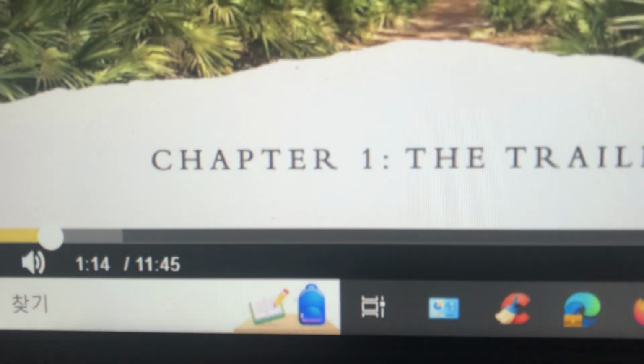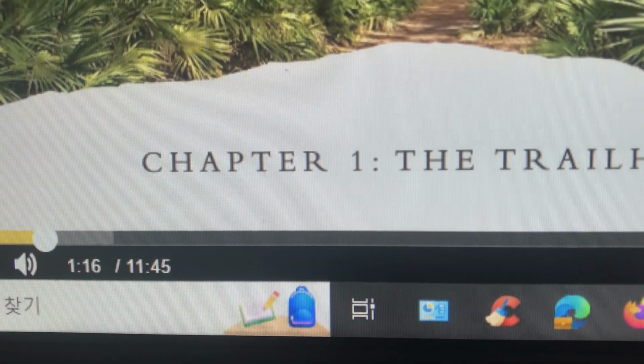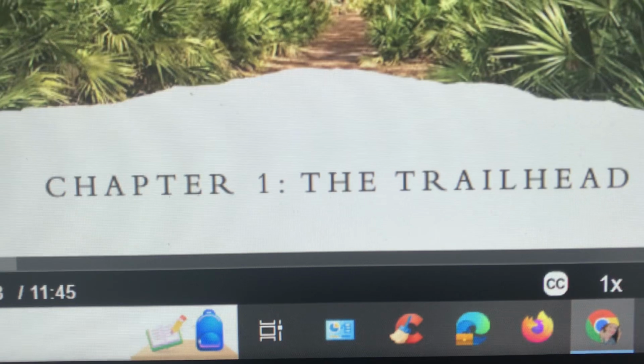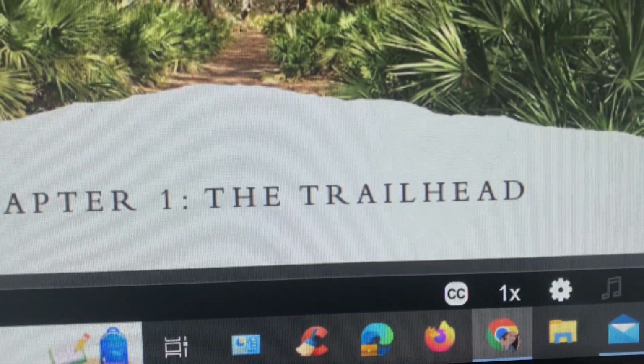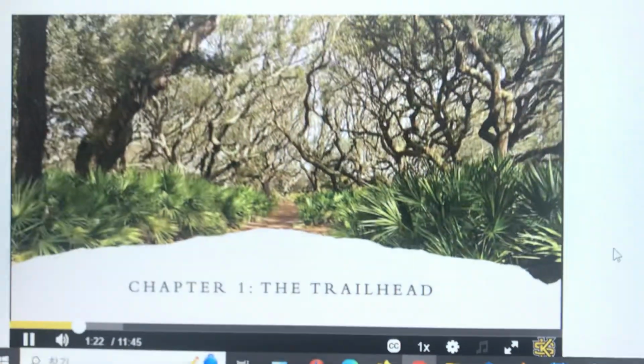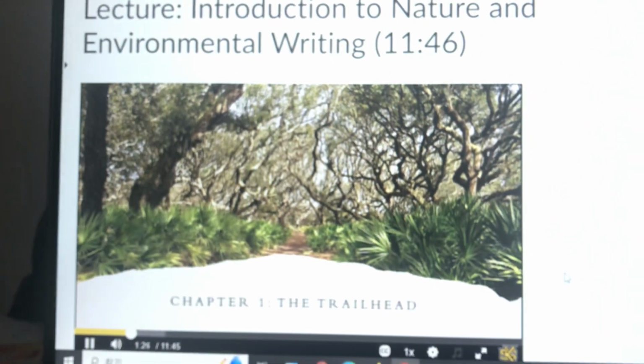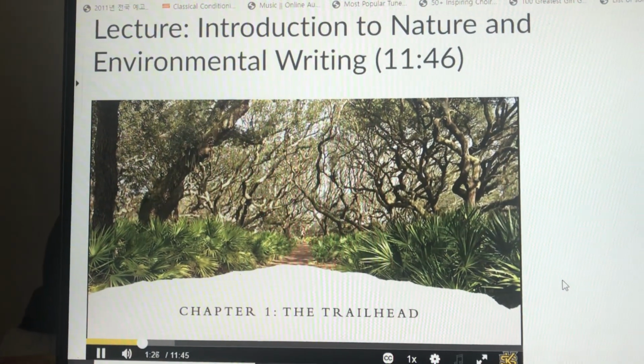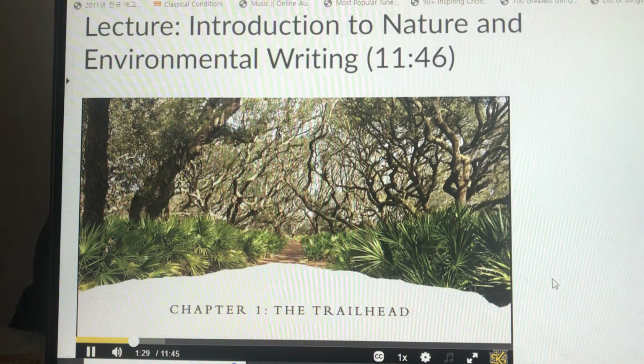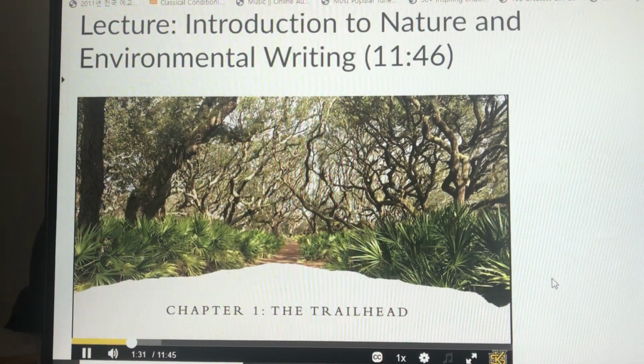Before we move into the next unit of the course, which focuses on craft, you'll learn about the history of nature and environmental writing and consider the characteristics of and distinctions between the two. And by the way, when I use the word craft, I'm talking about the techniques a writer uses.